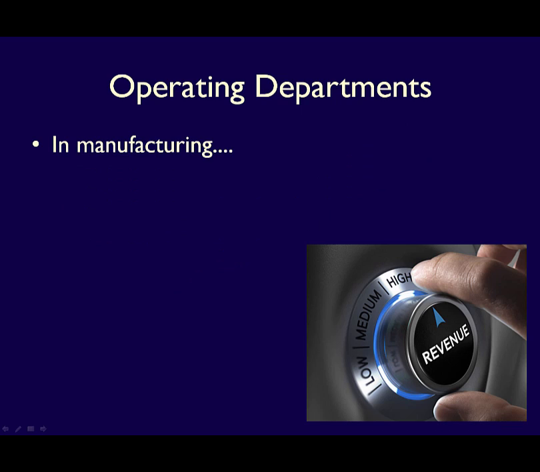In manufacturing, the operating departments are the ones that work directly on the products being manufactured, such as grinding, machining, and assembly departments. In a wholesale or retail business, operating departments are responsible for selling merchandise to customers. And in a service business, operating departments provide services to customers. In all of these examples, the operating department generates revenue for the business.